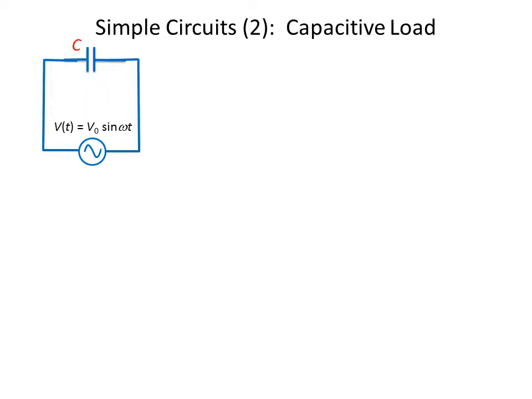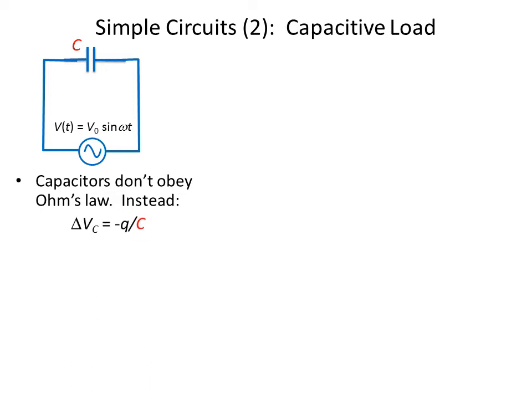The second simple circuit has a capacitive load. It's the same driving voltage source driving a capacitor with capacitance C. Capacitors don't obey Ohm's law. Instead, we've seen that delta Vc is equal to minus the charge Q divided by the capacitance. But there are only two elements in this circuit, so V of t must be equal to Q divided by C.